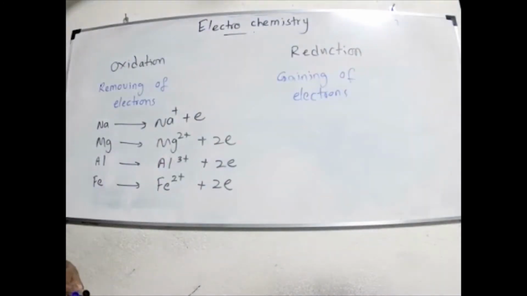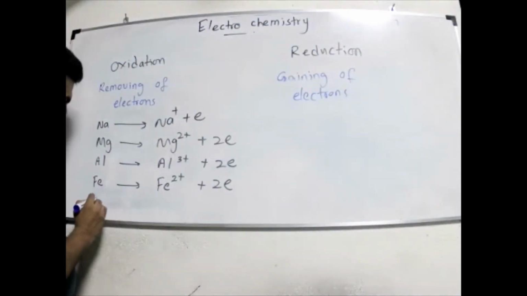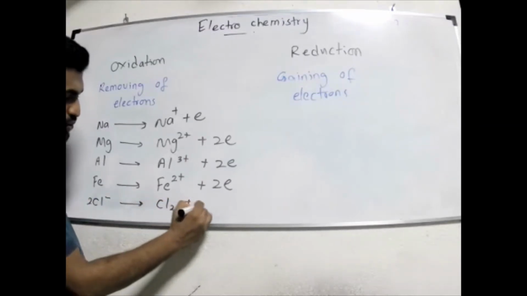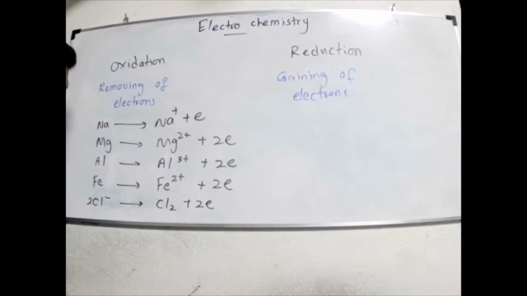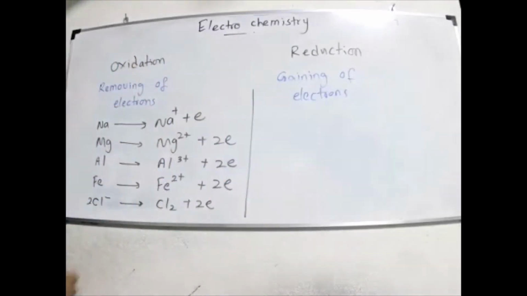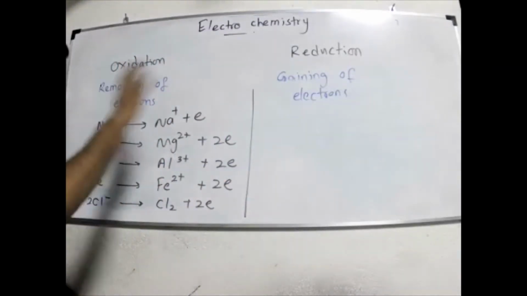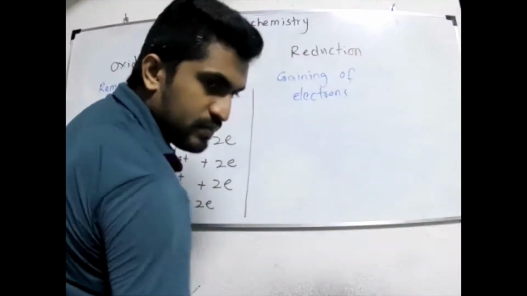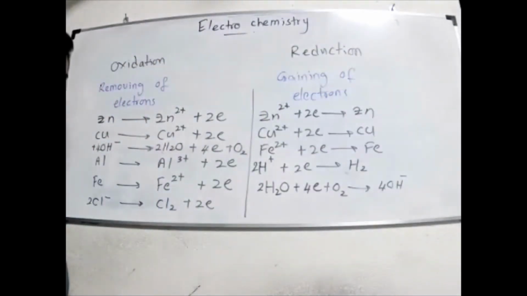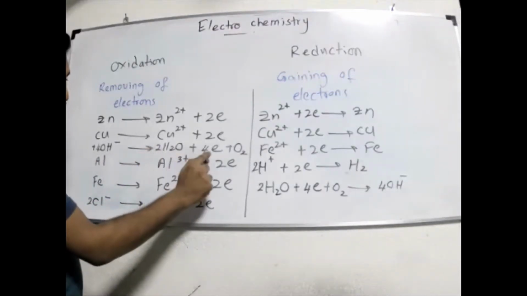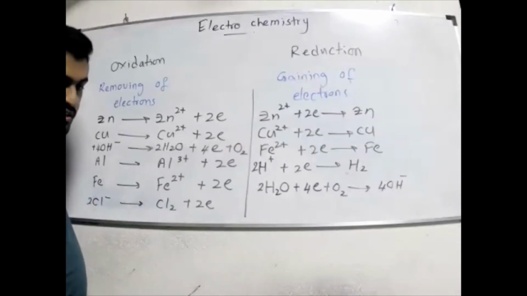Iron gives Fe2+ and 2 electrons. Then chlorine: 2Cl- gives Cl2 plus 2 electrons. Those reactions we use for oxidation. Again, please write them all down, I have to give you more. So my dear kids, here 4OH- gives you 2H2O, 2 water molecules, and 4 electrons with oxygen.